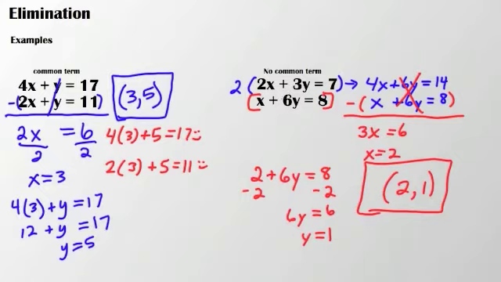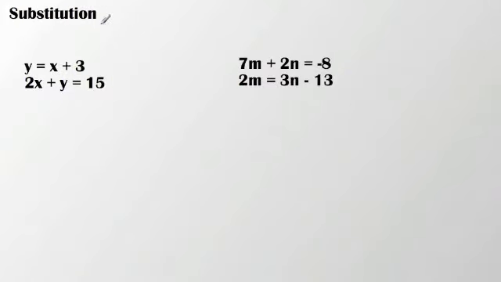Now another method is to use substitution. In substitution, you rewrite one equation in terms of the other variable from the first equation, and then you plug it into the second. So in this case, my system of equations is y equals x plus 3 and 2x plus y equals 15. Well, in this case, I know that y equals x plus 3.